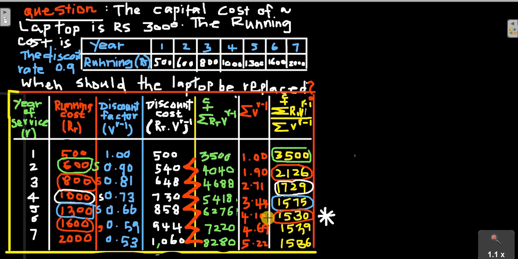Okay, that's what we have to understand. So in the fifth year, the laptop should be replaced. So that's the way we can calculate this type of problem.